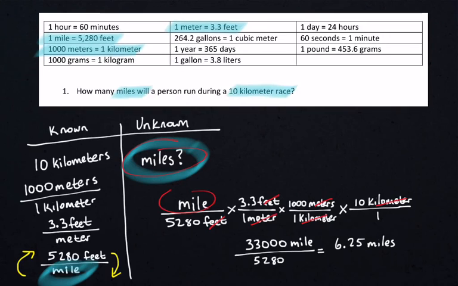I want to make sure that we put all of these answers to the nearest tenth, and so to do that we look at the number next to the number in the tenth. If it's 5 or more, we add a place value to the tenth. So this is really going to be 6.3 miles.